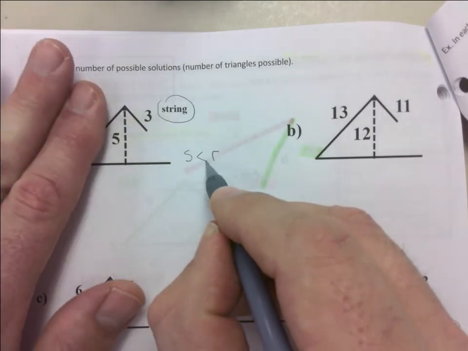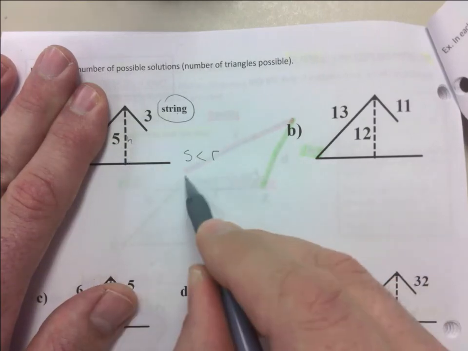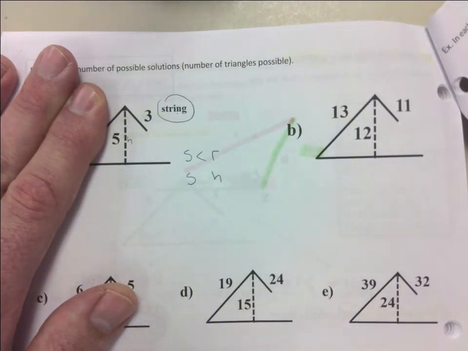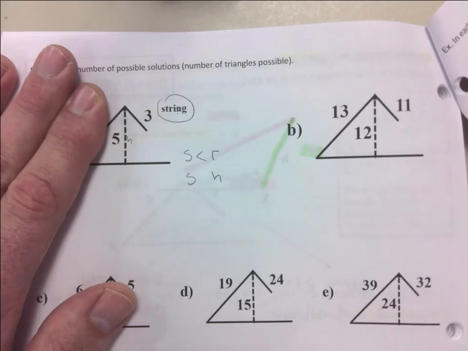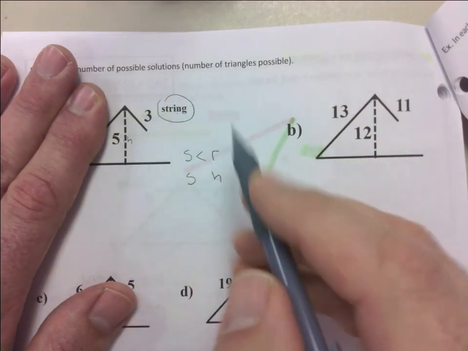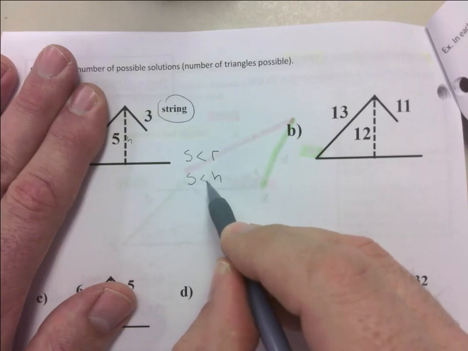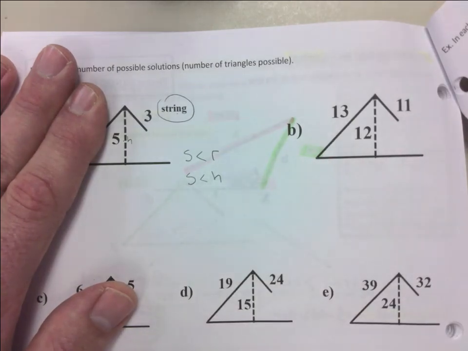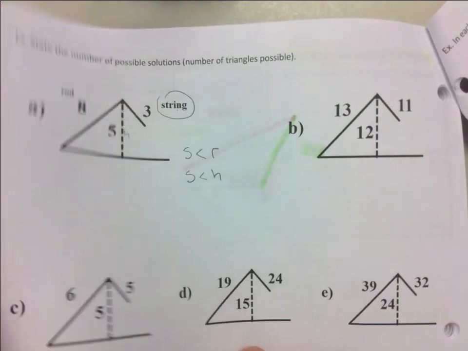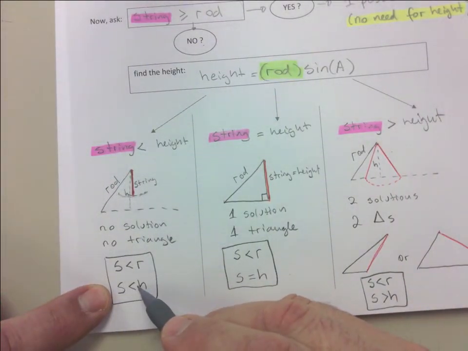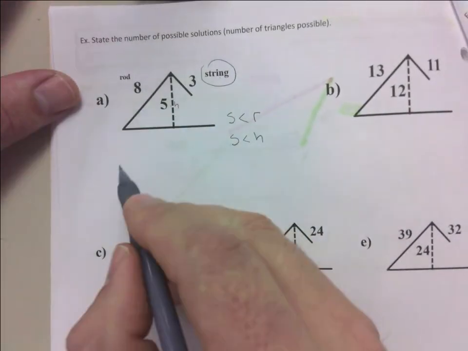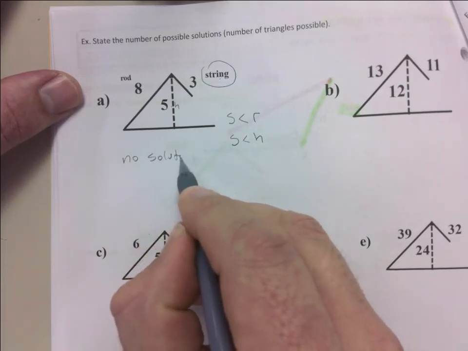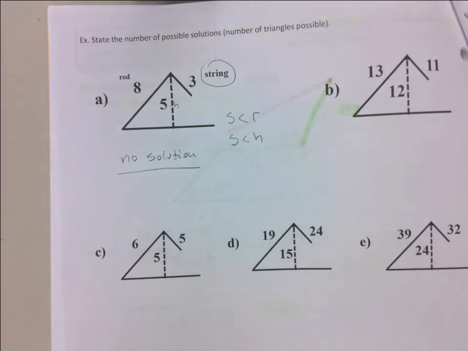Now we compare what? String and height. What do we observe about this string? Look at the number, not the actual dangling side. Look at the numbers. String is shorter than height, correct? So how many triangles do we have? How many possible solutions? Flow chart. 0? Not possible, right? No solution. Boom, you're done. You don't even have to solve this guy.